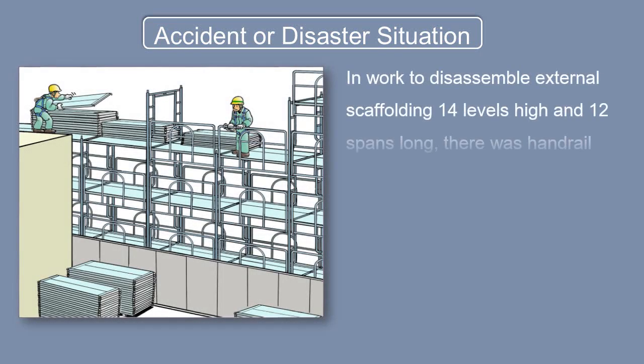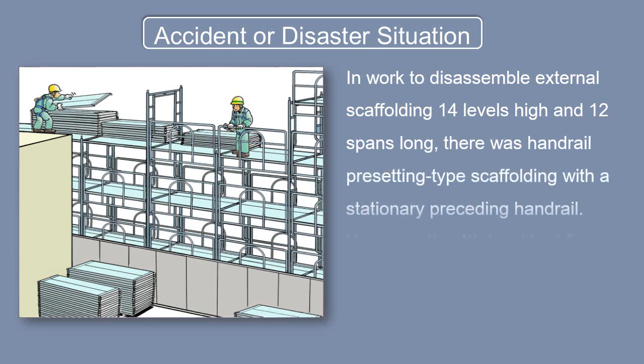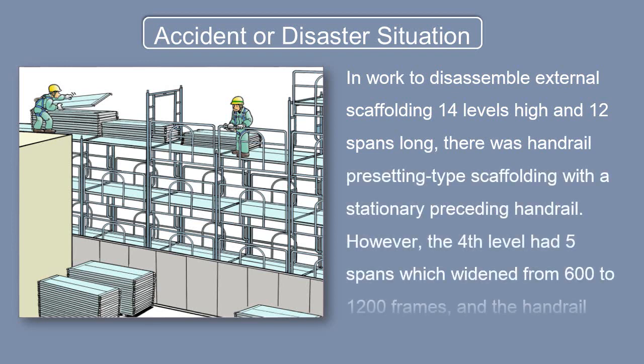In work to disassemble external scaffolding 14 levels high and 12 spans long, there was handrail presetting type scaffolding with a stationary preceding handrail. However, the fourth level had 5 spans which widened from 600 to 1,200 frames, and the handrail balustrades could not be installed.